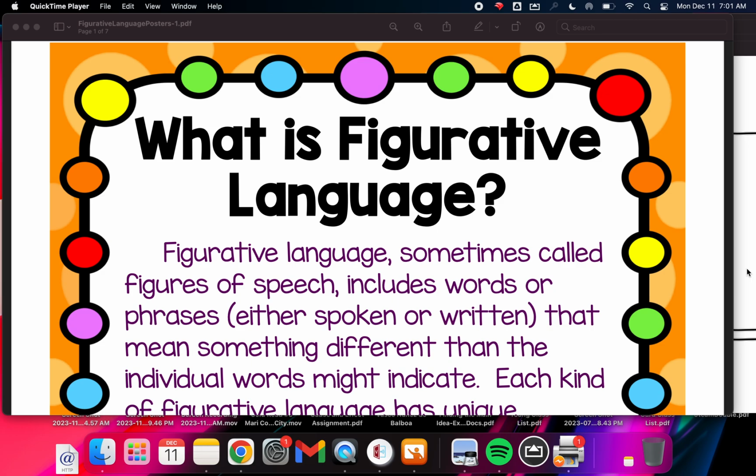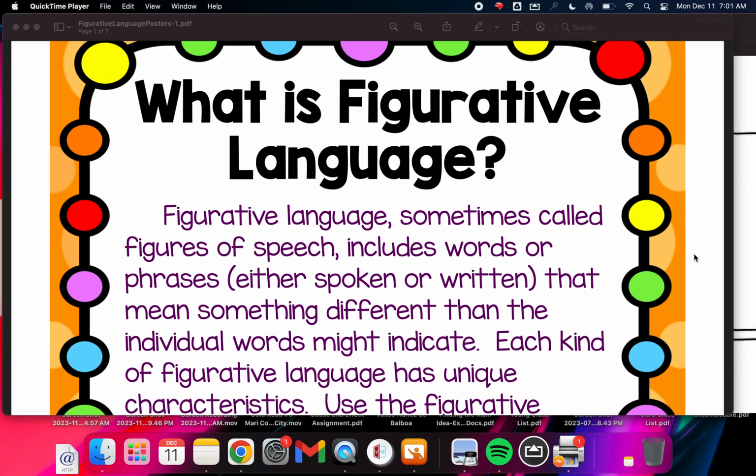Okay guys, so today we're going to talk about different types of figurative language. We've already touched on a few of these, but I want to make sure that we really understand all of them because we're going to be doing a lot of activities with figurative language and talking a lot about different types of figurative language.